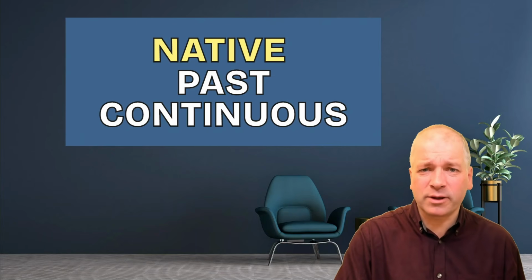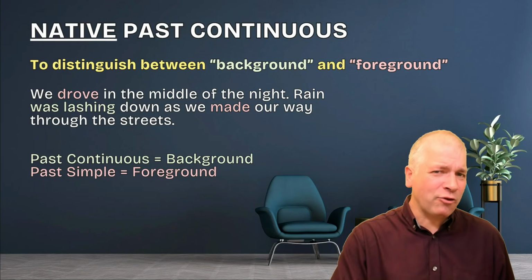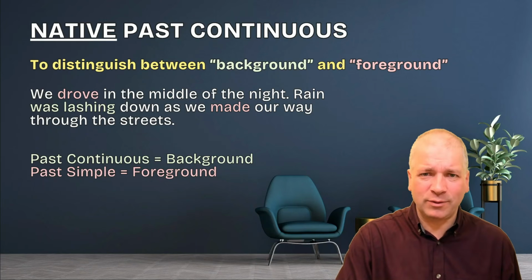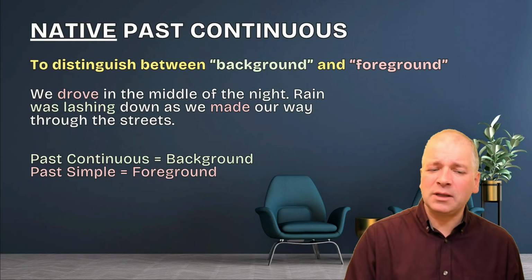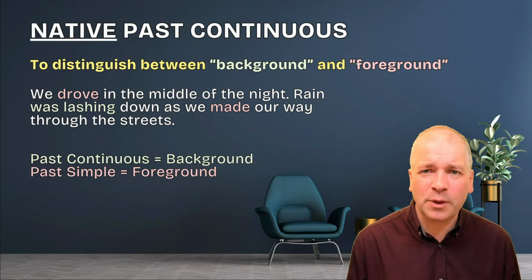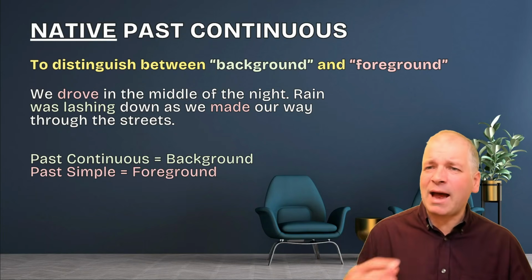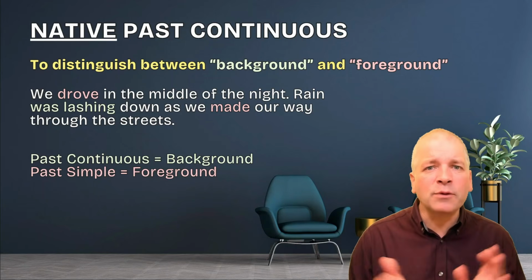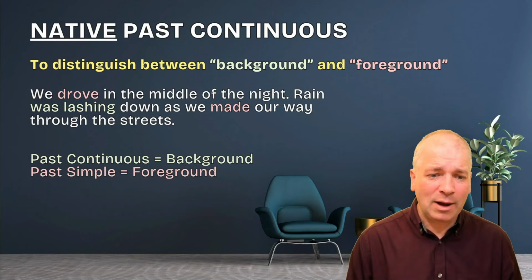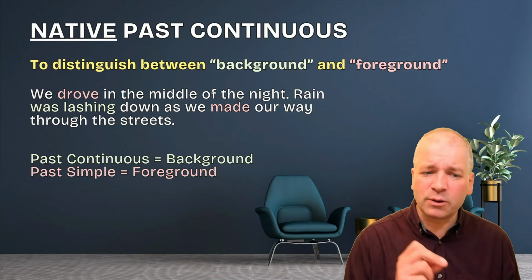Now for the past continuous. If you want to distinguish between background events in the past and foreground events, then distinguish between the past continuous and the past simple. Use the past continuous for the background. These are the things that are not important to the story, but just add some information about what's going on around the story. That's the background, past continuous. The foreground is for the key issues in the story.